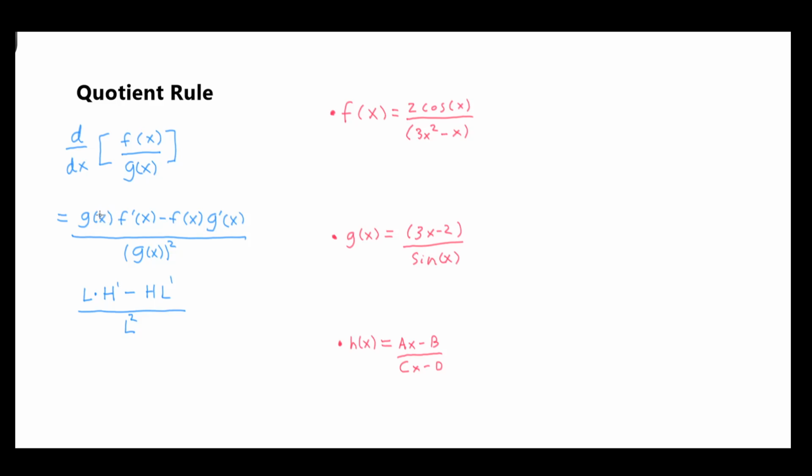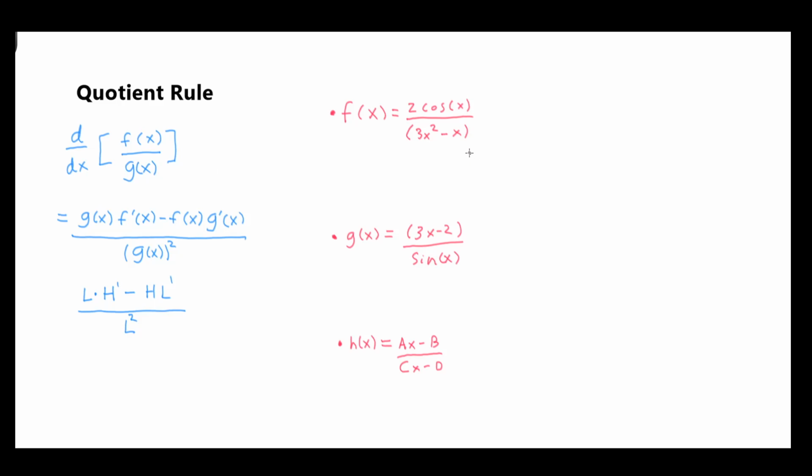So essentially it's just the function in the denominator multiplied by the derivative of the function in the numerator minus the function in the numerator times the derivative of the function in the denominator all over the function in the denominator squared. And you can even just break it down further by saying the lower function multiplied by the derivative of the higher function minus the higher function times the derivative of the lower function over the lower function squared. So we have a few examples over here to the right.